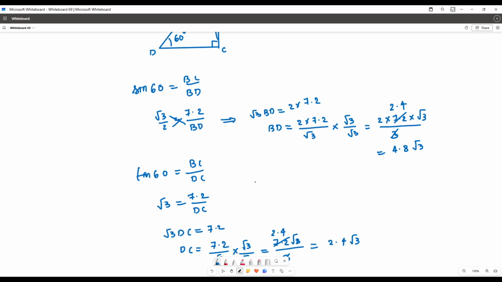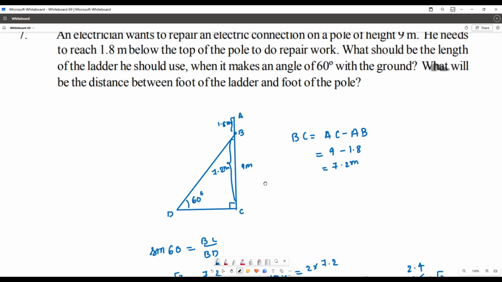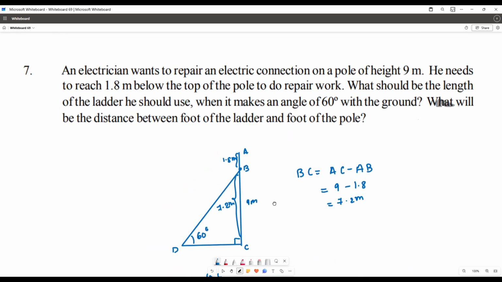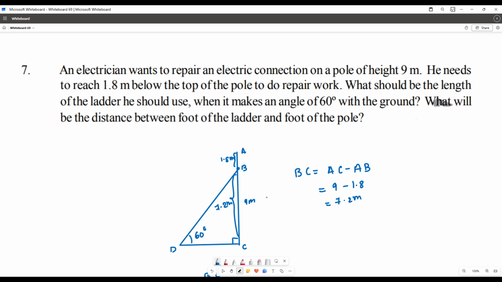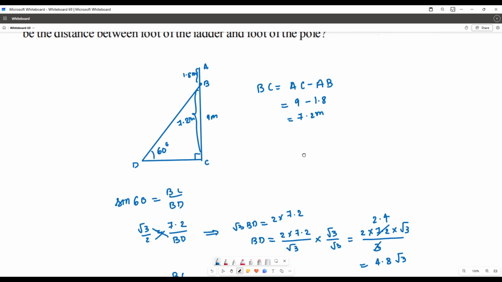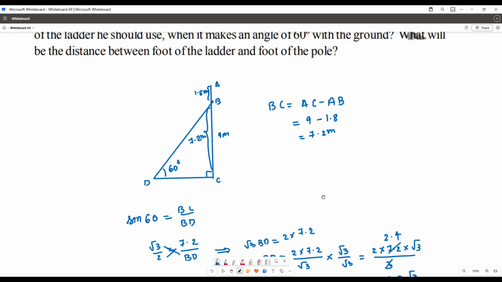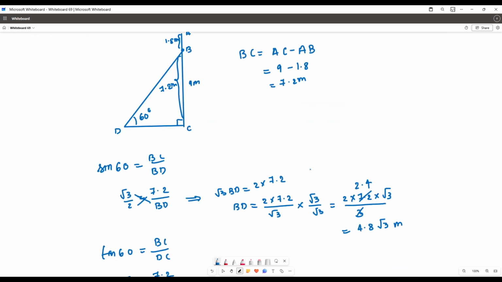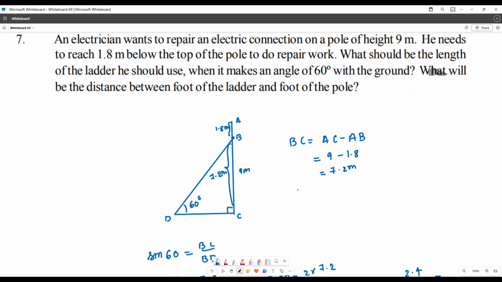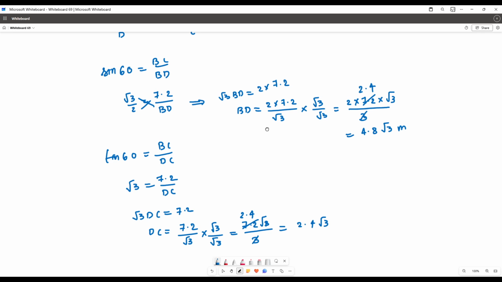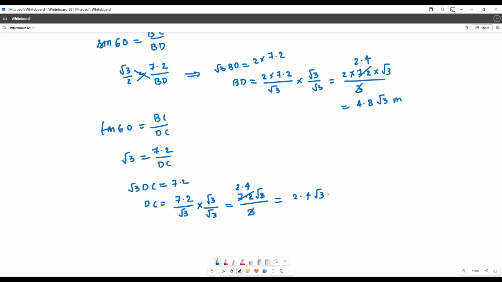Let's summarize the question briefly. If an electrician wants to repair an electric pole of height 9 meters, he needs to reach 1.8 meters below the top of the pole to do the work. The length of the ladder that he should use, which makes an angle of 60 degrees to the ground, is 4.8 into root 3 meters. Let's write the units also, meters. And the distance between the foot of the ladder and the foot of the pole will be 2.4 into root 3 meters.